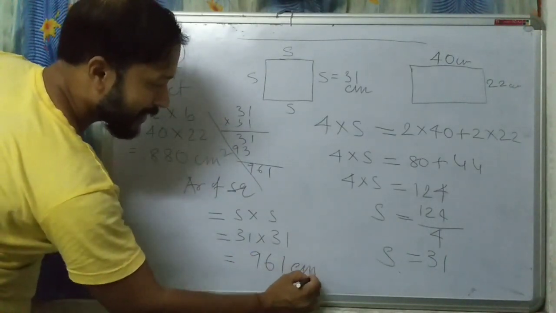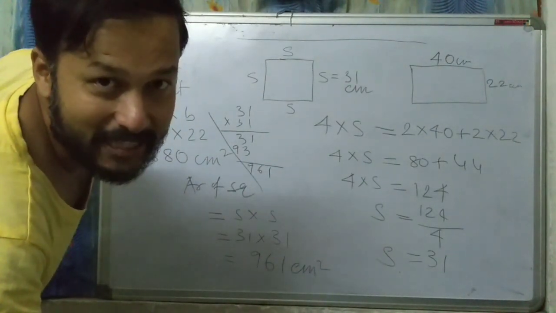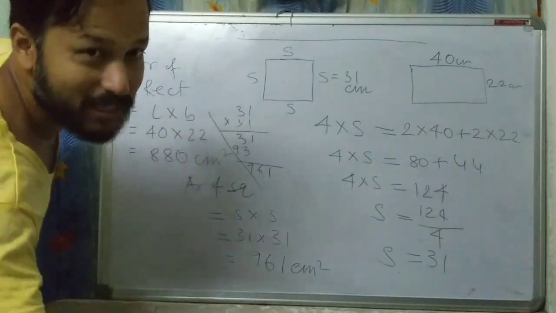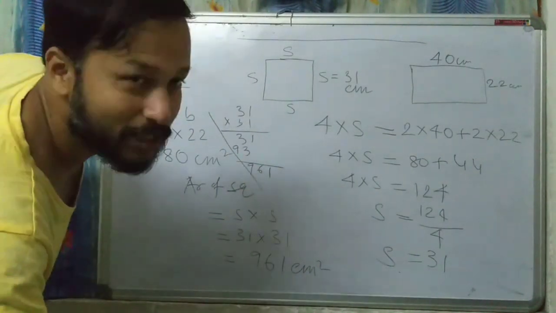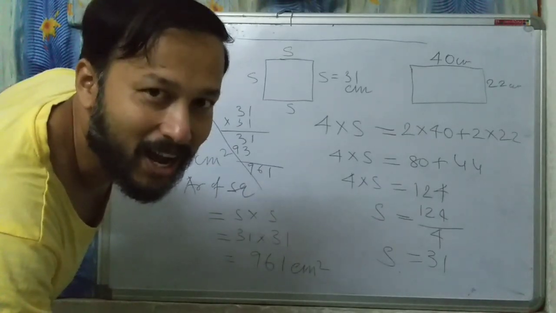961 centimeter square. So whose area is bigger? Rectangle's area is 880 and square's area is 961. So the square has got more area.